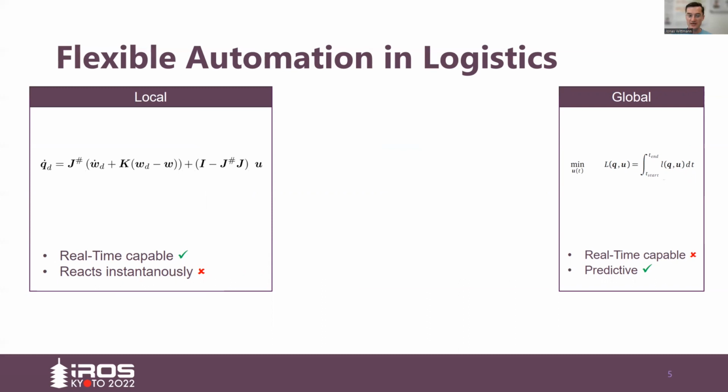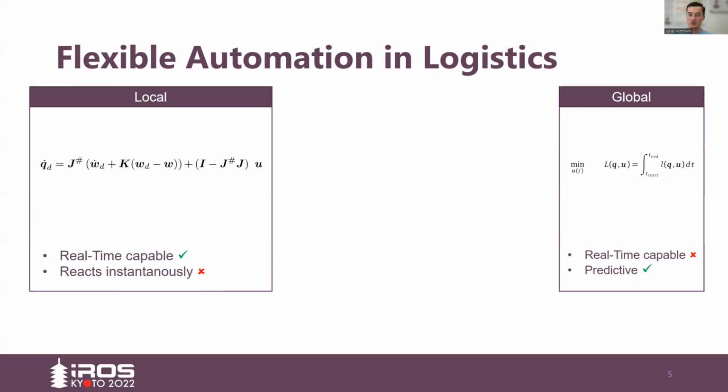In contrast to that, global IK follows a predictive approach and computes U with optimal control. That is, the effect of U on future robot states is taken into account. However, the global approach is computationally expensive and thus not real-time capable.